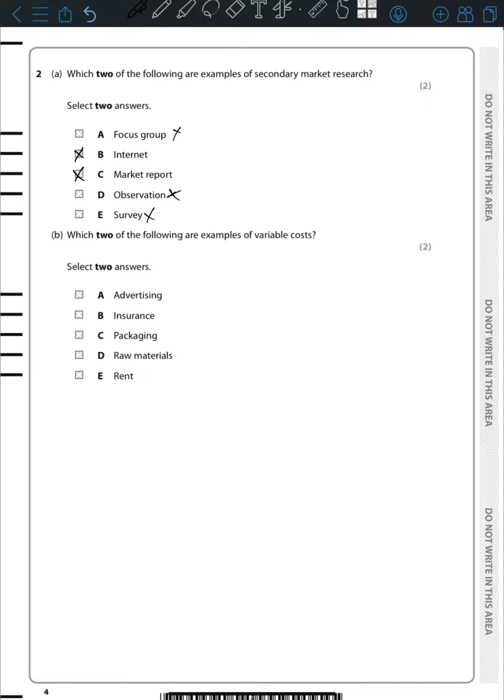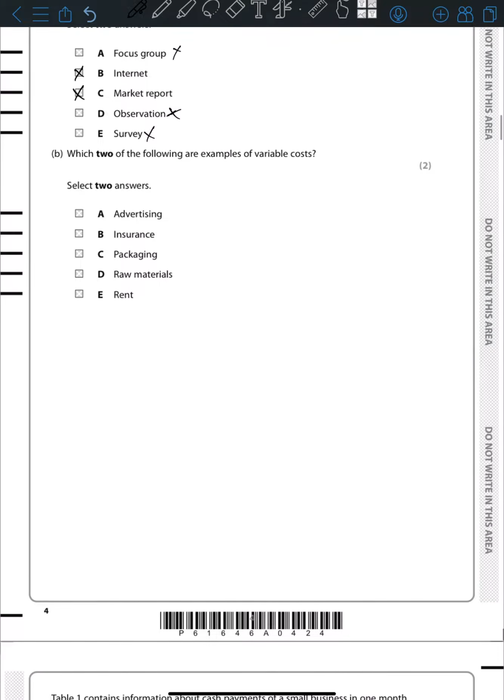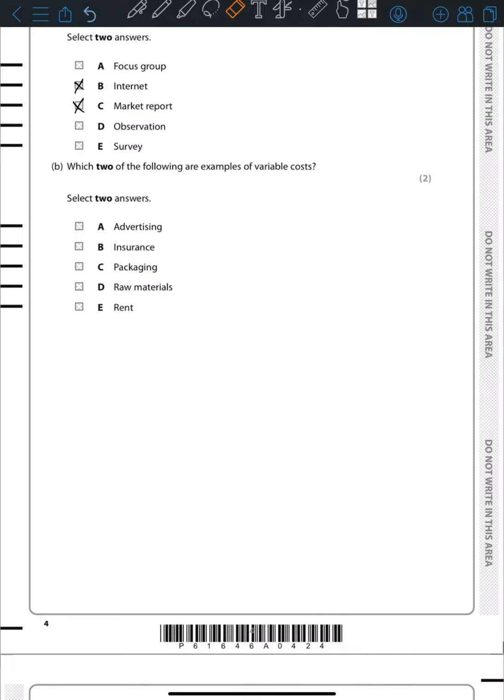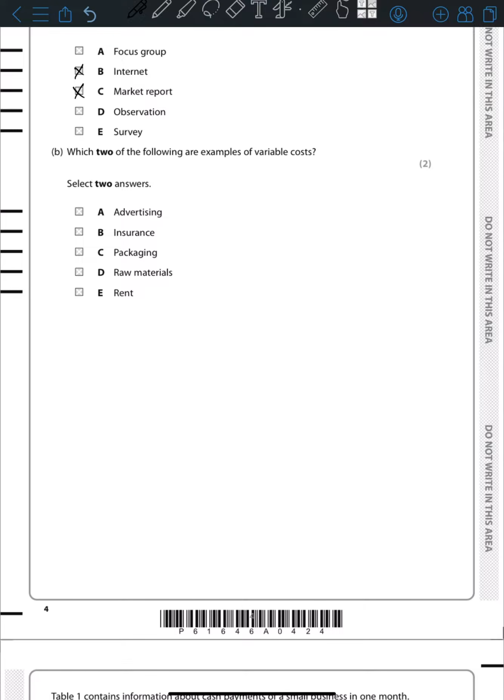Market report is secondary market research because market reports already exist, we are going to read them and do more research. So my correct answers will be B and C. Moving on to part B, which two of the following are examples of variable costs? Fixed costs do not change with the level of output produced. Variable costs fluctuate with the level of output produced. You just have to remember this. Remembering this, we go on to selecting our answers. Advertising is a fixed cost because it does not depend on our level of output.